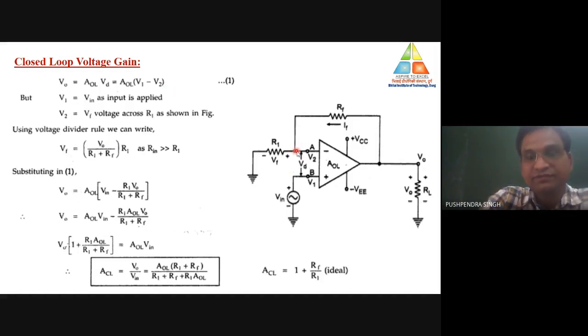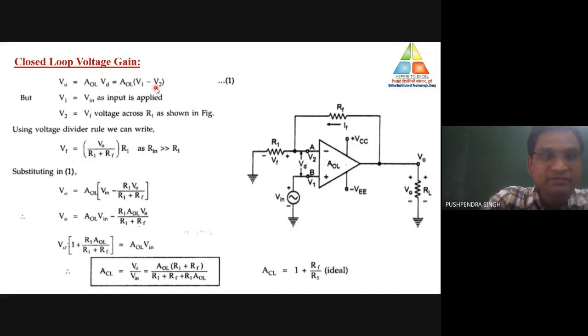What is Vf? Due to this voltage source, the total effect is 0. So let us come to this side. What is the value of total voltage? The total source voltage is V naught multiplied by the opposite side resistance R1 divided by the total resistance Rf plus R1. That is the potential divider rule. So Vf is equal to V naught into R1 divided by R1 plus Rf. That is the value of Vf.